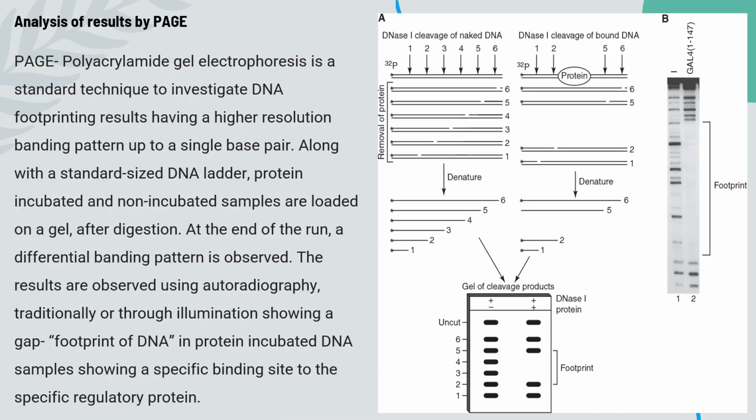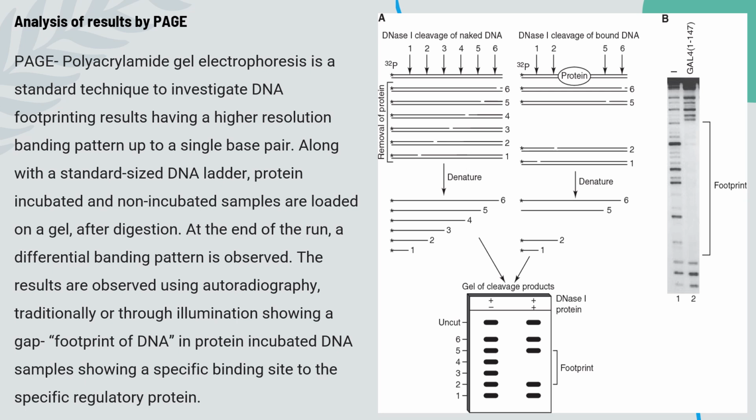Analysis by PAGE and interpretation of results. The digested fragments of protected and unprotected DNA are subjected to polyacrylamide gel electrophoresis along with a standard sized DNA ladder. At the end of the run, a differential banding pattern is observed. The results are observed using autoradiography traditionally, or through illumination, showing a gap or footprint of DNA in protein incubated DNA samples, showing a specific binding site to the specific regulatory protein.